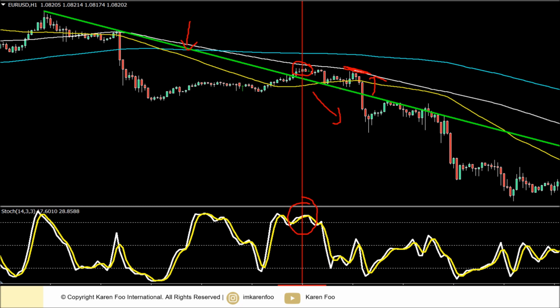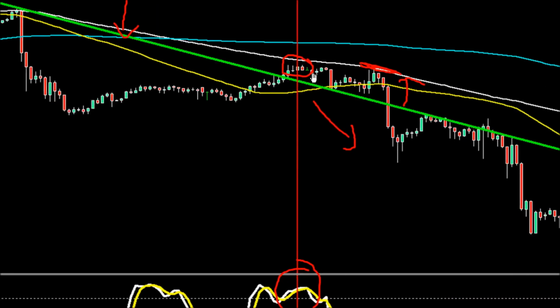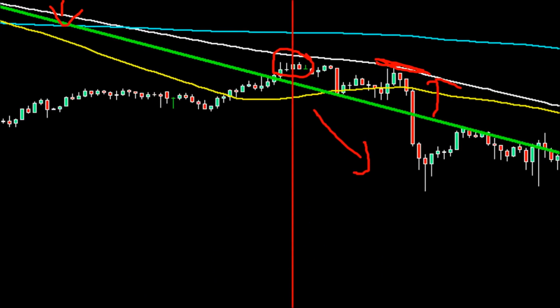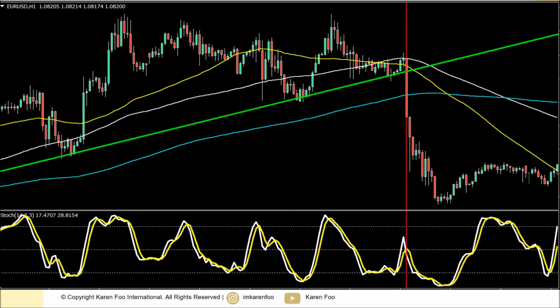And some more, if you zoom in to this breakout, you see that you have a little gravestone doji, not one but two. So there are a couple of bearish candlestick signals which tell that there's a high chance this is a false breakout, okay? Okay, another example for you. Bullish trend, price breaks below this trend line.